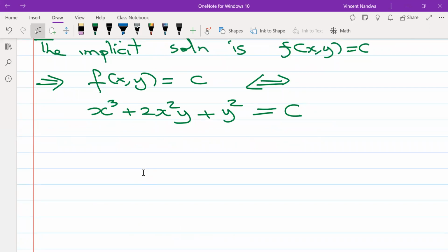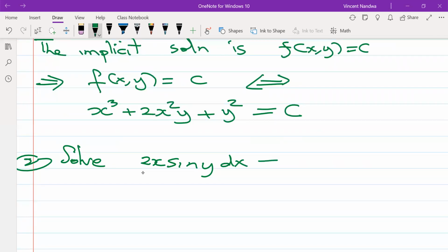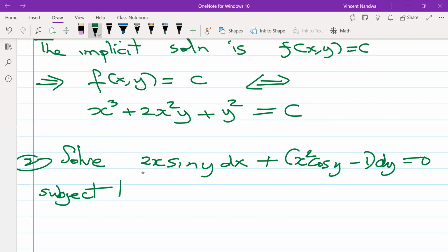More example. Solve 2x sin y dx + (x² cos y − 1) dy = 0, subject to y(0) = 1/2. So this is an initial value problem.